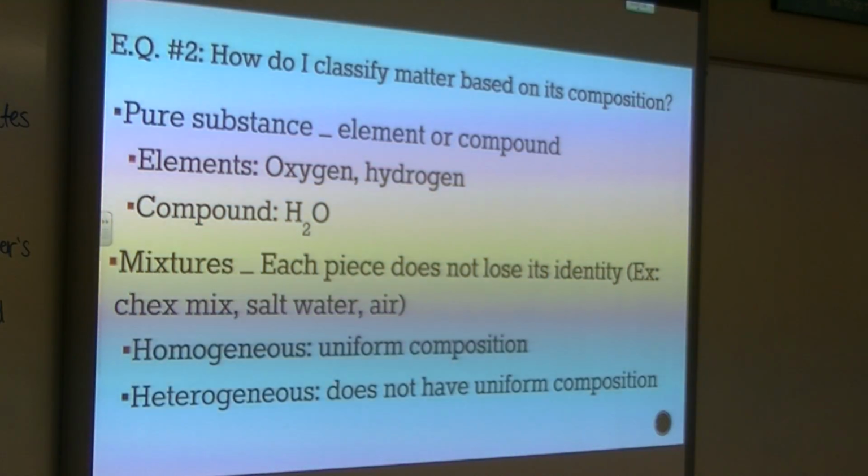The subscript 2, like in H2O or carbon dioxide, represents the number of atoms that there are. So there's 2 hydrogen atoms and 1 oxygen. We'll talk about that quite a bit more in the next one.